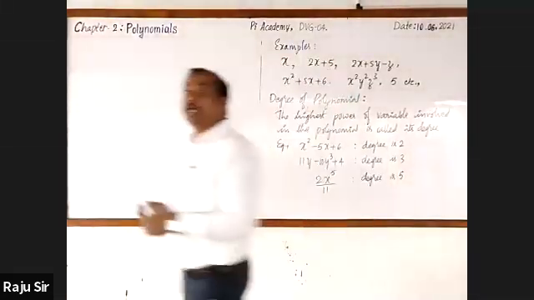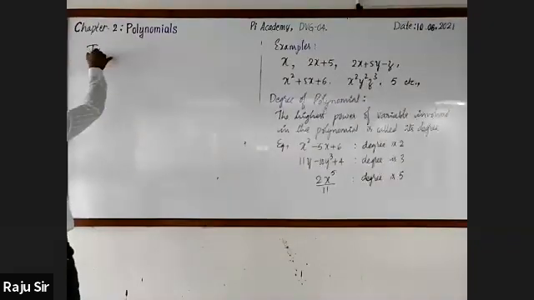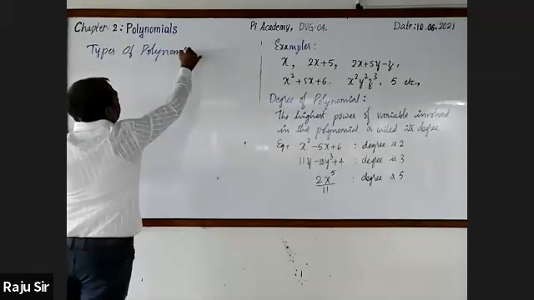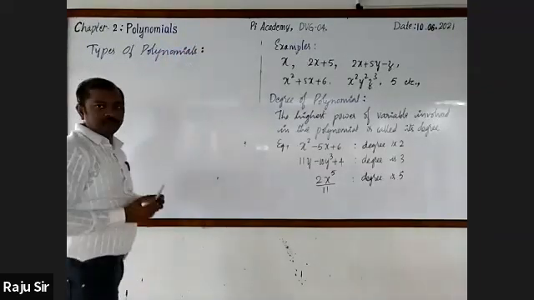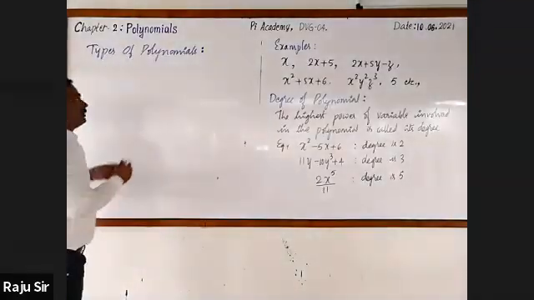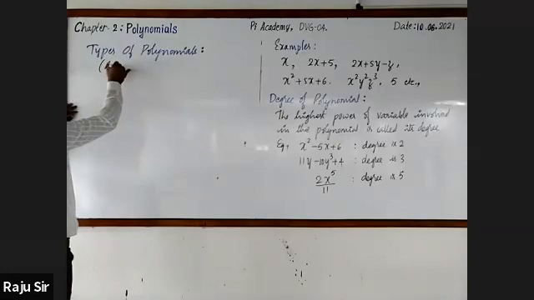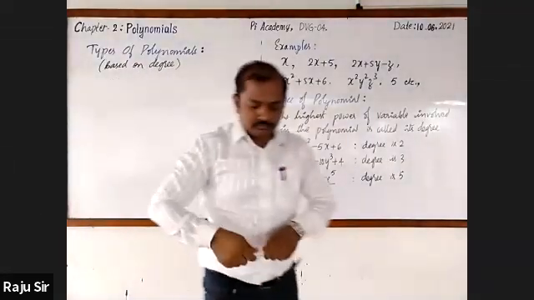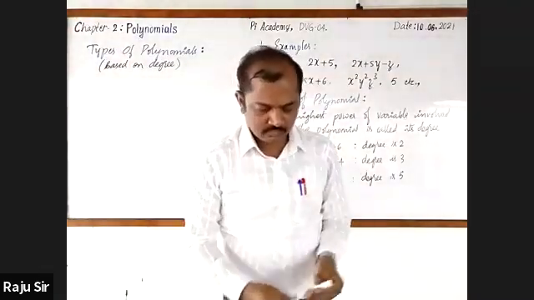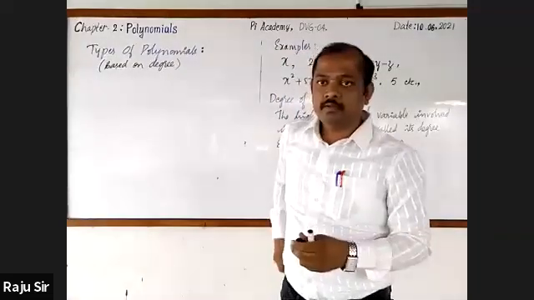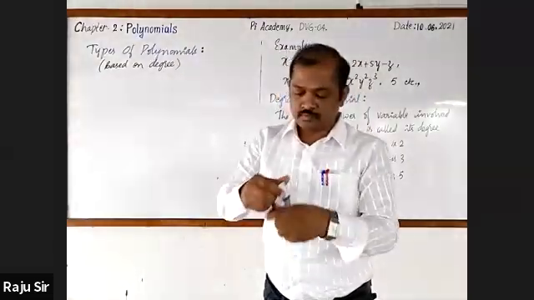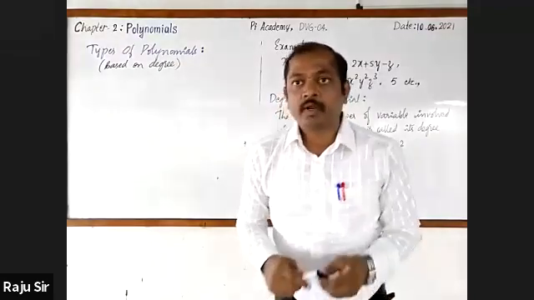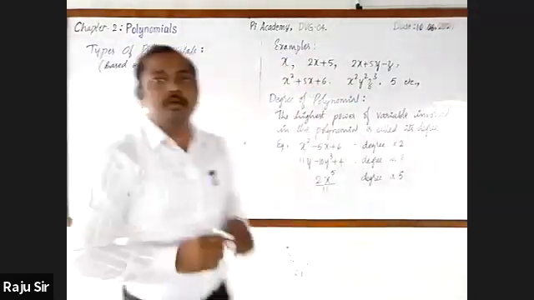Right side heading, types of polynomials. In bracket you may write based on degree. Okay. Now let me give you one more.